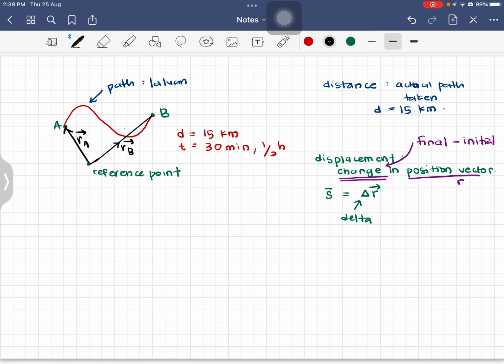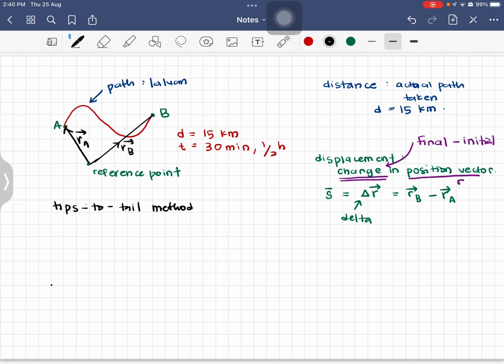So we want to do final minus initial. So our final position vector should be RB, because B is our final position, minus the initial vector RA. Final minus initial. Alright, so RB minus RA. If we do what we call the tip to tail method, we take RB.